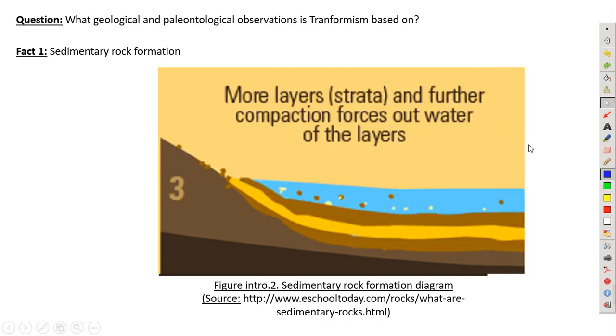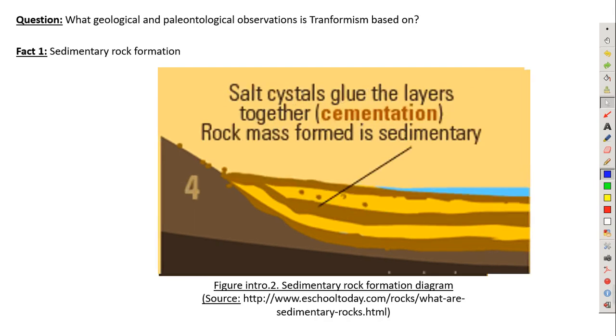Then time goes on, you've got more and more layers, and when the pressure is sufficient, these sediments will transform and become rock hard, and that's when we start talking about sedimentary rocks. In sedimentary rocks, there's a key element that is found, and it's fossils.